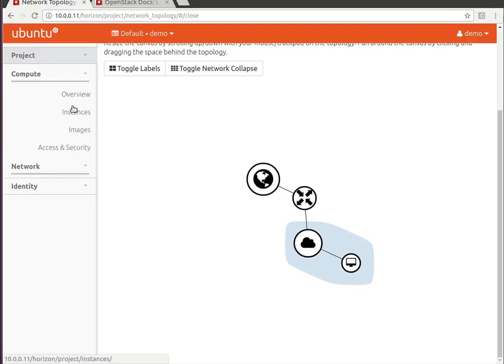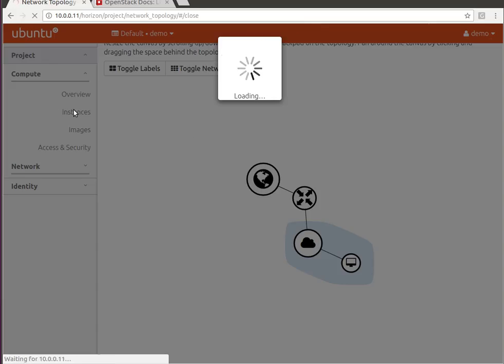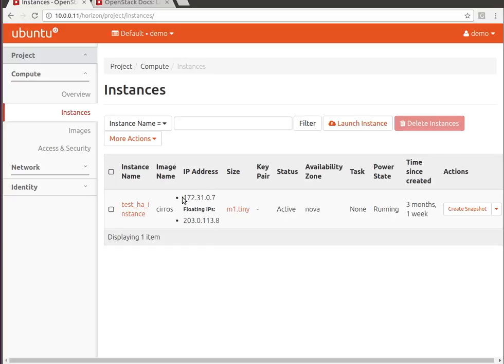If we take a closer look at the instance, we will notice that it has an IP address in the internal network, in this case 172.31.0.7, and it also has an associated floating IP, 203.0.113.8.